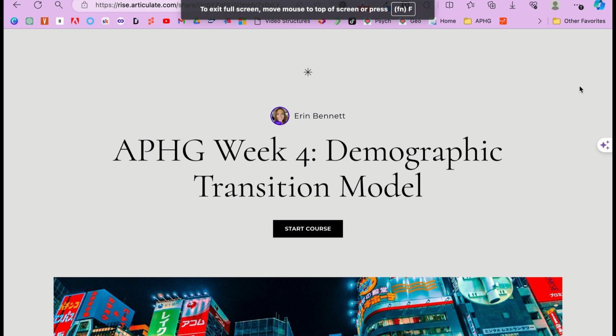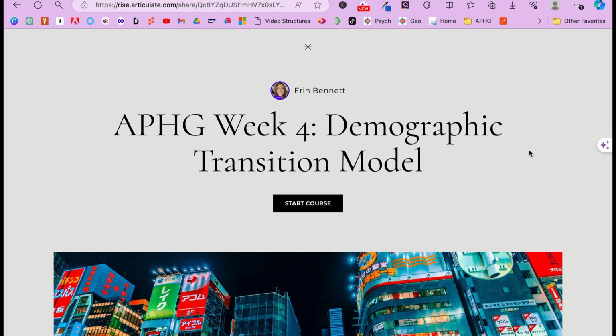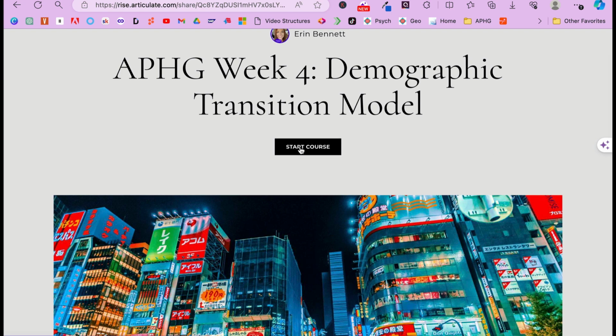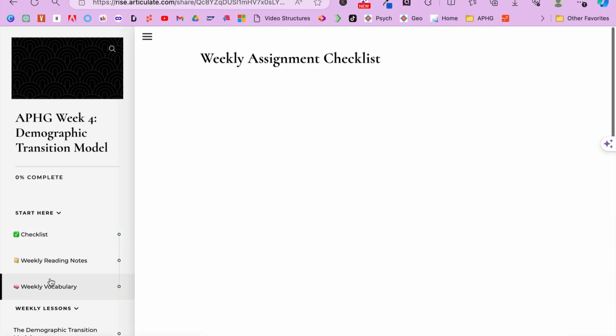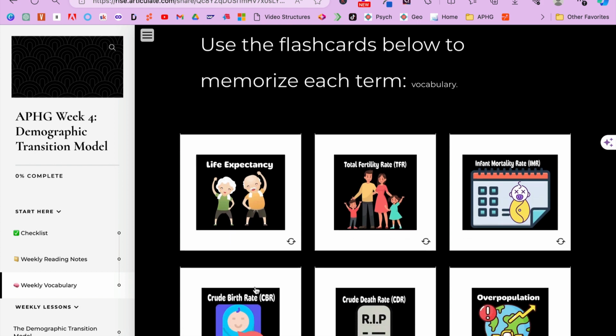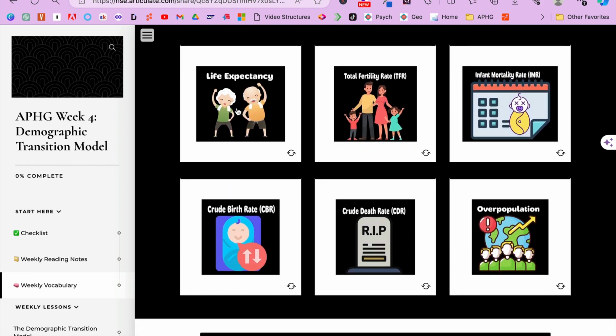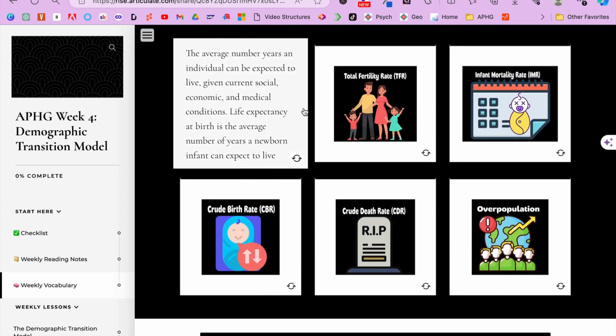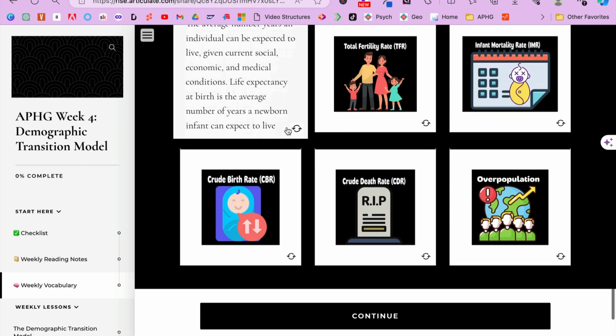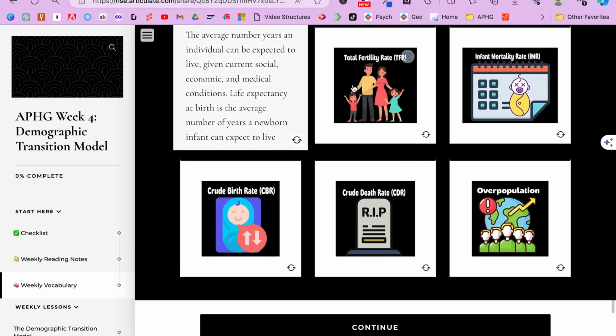So let's continue by looking at the demographic transition model, which is related to these population pyramids. So some vocab to remember here: life expectancy, the average number of years an individual can be expected to live given current social, economic, and medical conditions. Life expectancy at birth is the average number of years a newborn infant can expect to live.